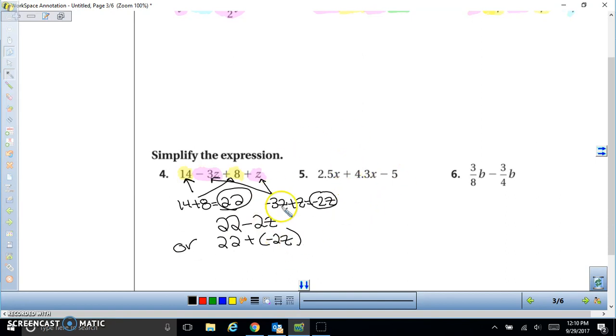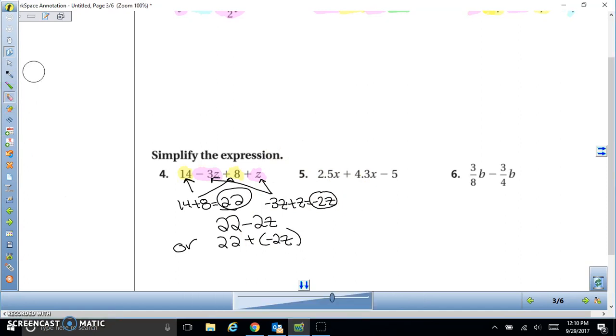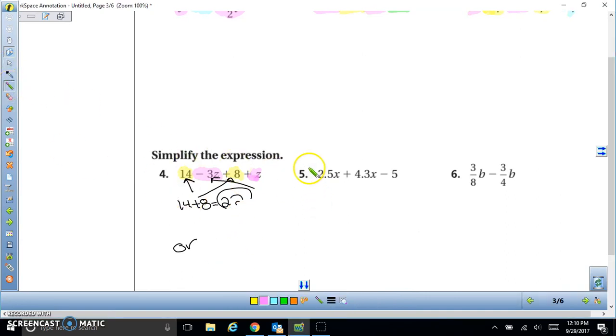I have to erase this. I accidentally wrote in that space. So please pause your video and write this down if you haven't, because I'm going to go through and erase this to give myself some more room. All right, let's go through and identify first our like terms.